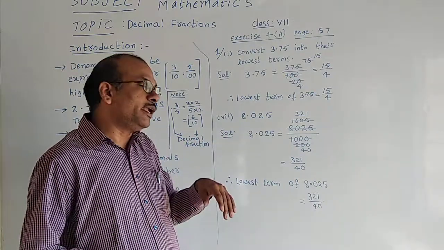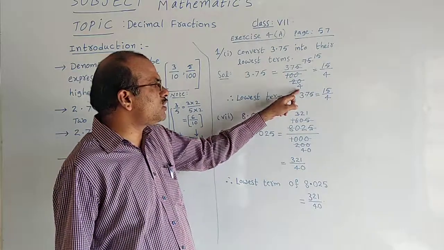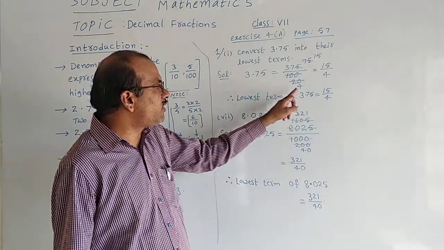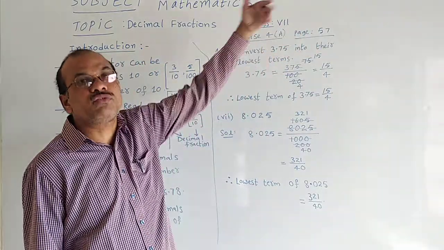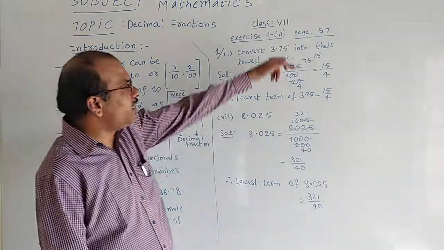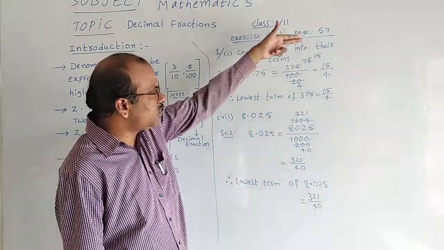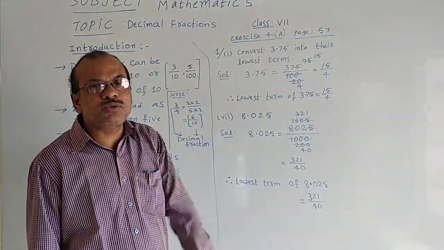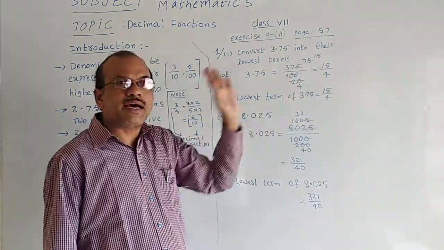That means 20 and 75 we got when we cancelled with the fifth table for the first time. Next also we should cancel again with the fifth table. 5 4s are 20. 5 15s are 75. Then we got 15 and 4. I hope it is clear for you. 15 and 4, no common table to cancel again. So I have written 15 by 4 as the answer.